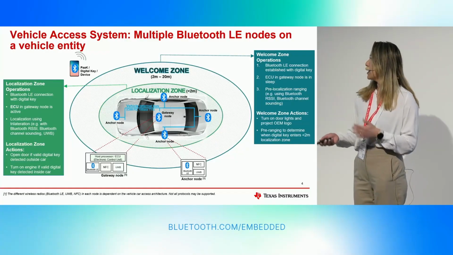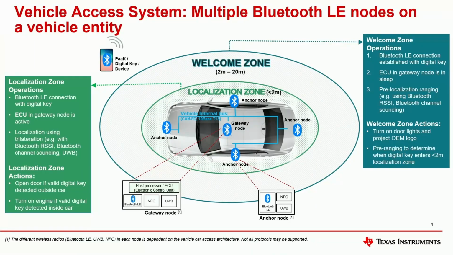On top of that, once the car is unlocked, as a phone as a key system, you need to make sure your phone is actually in the car. You don't want to start the engine when you are still standing outside. So you also use channel sounding to locate whether you're actually inside the car, to make sure whether you're allowed to start the engine or not. So this is, again, a typical car access system.